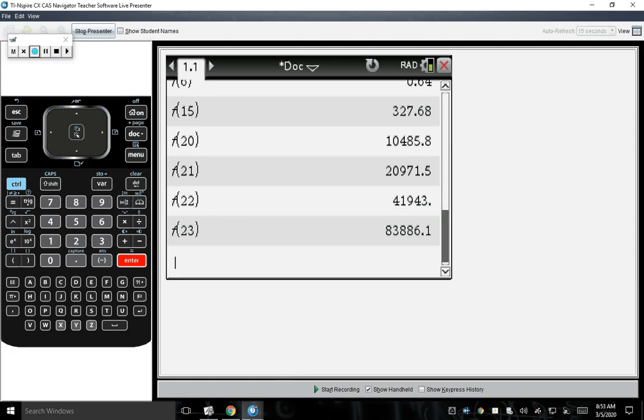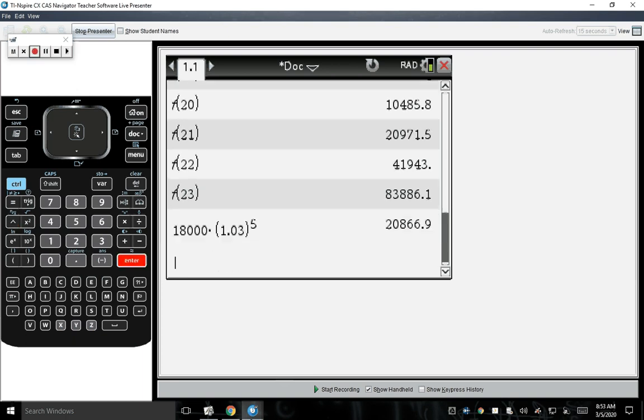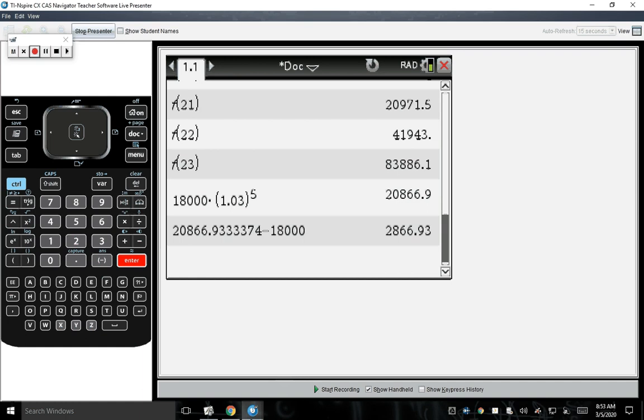I have 18,000 multiplied by 1.03 raised to the power of 5. I ended up paying $20,866 for this $18,000 car. Whoops, I don't know why I did that. I should have subtracted. Oh yeah, so the bank made off of me, it profited $2,866.93. You with me?